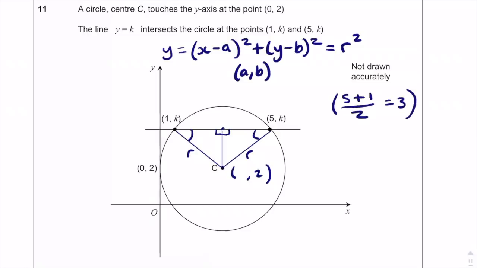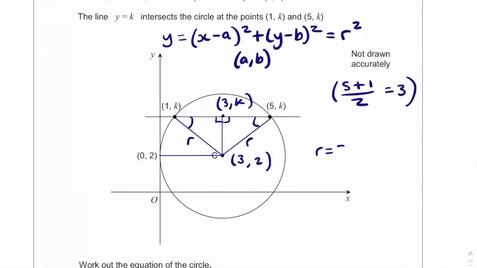So this point here would have a value of 3, k. And of course that's the same x value as we have for c. So our centre is going to be 3, 2. Now, how are we going to work out the radius? Well, the radius is very easy because we know that the circle touches the y-axis at 0, 2, and we've got the centre, which is exactly parallel to the y-axis. So the centre is 3 units away from the y-axis. So r is equal to 3.